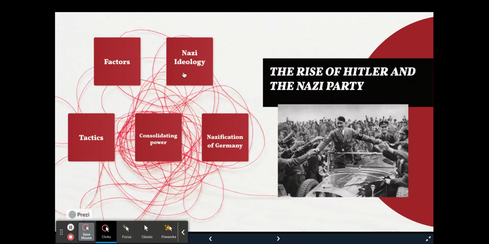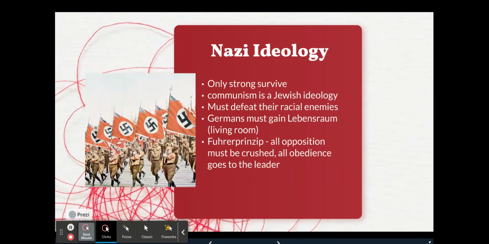Going back to the Nazi ideology. We know the Nazi ideology was relatively strong. There were lots of different aspects to look at, but the main ones we want to pull out from this topic is that it's effectively survival of the fittest. The strong are going to survive. They believed that communism was a Jewish ideology and that they needed to defeat those enemies. So they blamed it on the political aspect, but applied it to an entire race. Germans must gain Lebensraum, which is the living room, and the Führerprinzip. All opposition must be crushed, and all obedience needs to go to the leader. So you had to have a really strong sense of respect for authority.